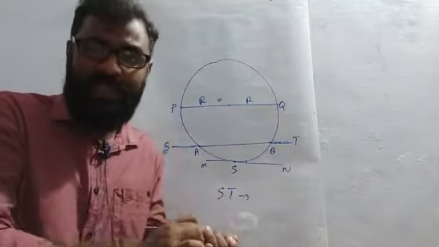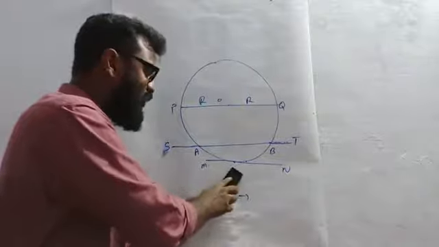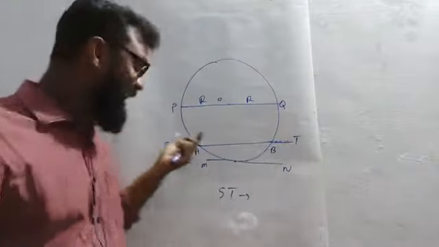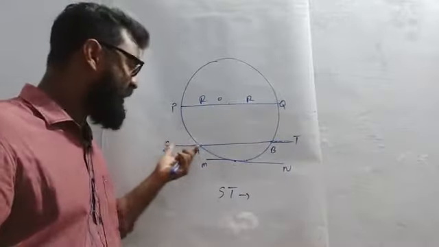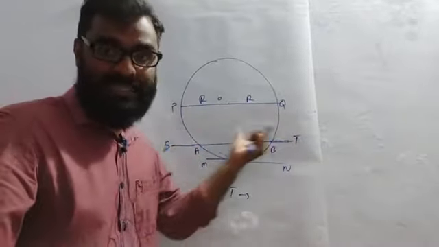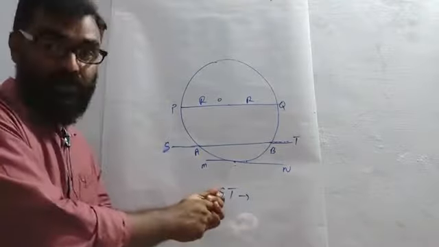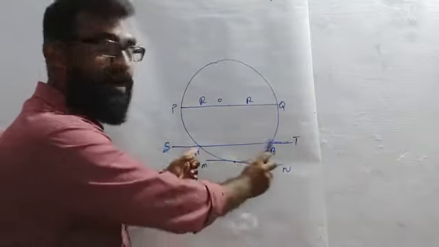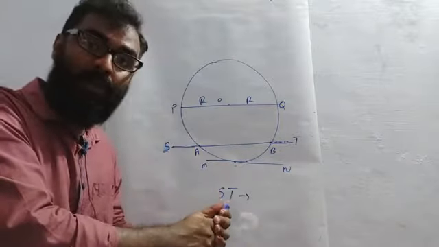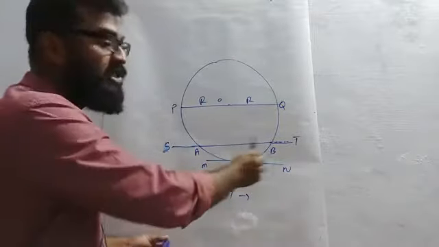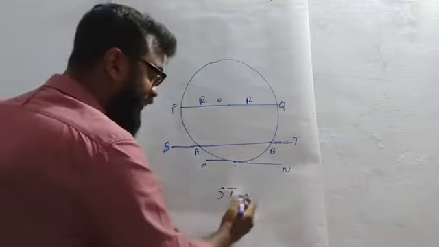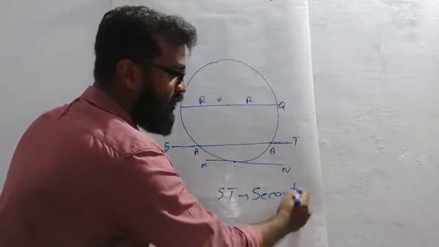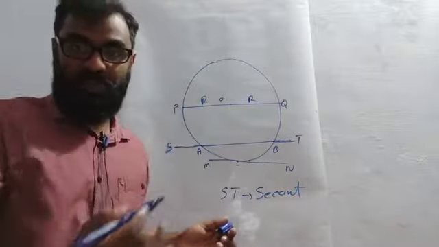Is ST a chord? No, ST is not a chord, because S and T are not points on the circle. They are exterior to the circle. So ST is not a chord. But the portion of ST, AB, is a chord because A and B are on the circle. So we can call this ST a secant of the circle.